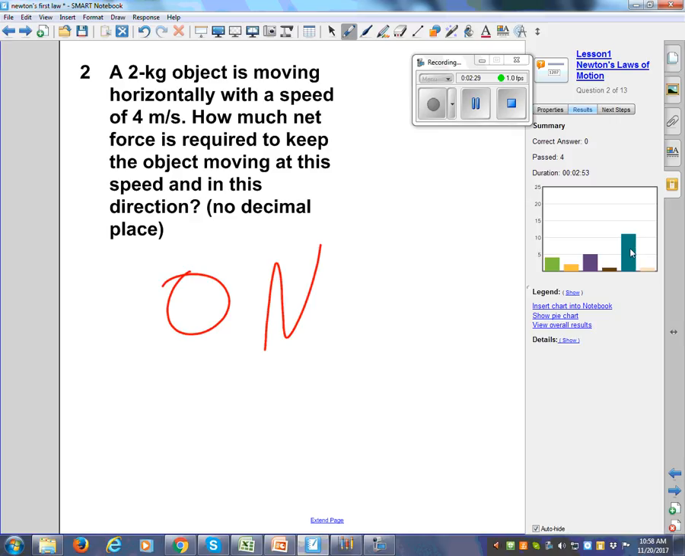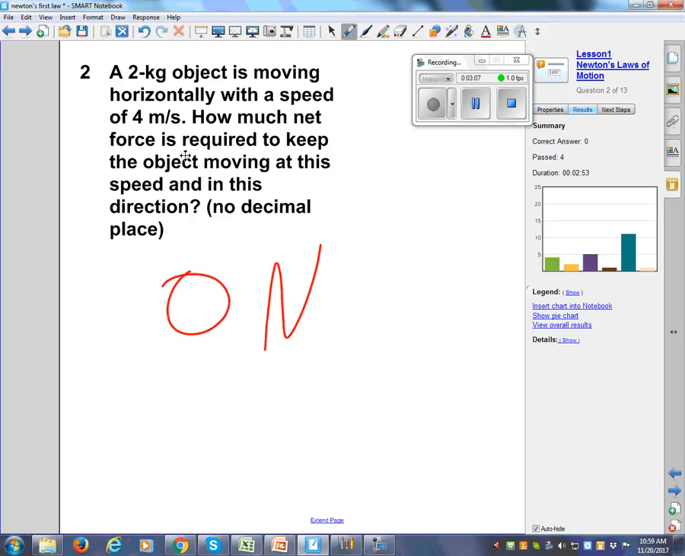Who said 0? Some people did, it looks like. Why is it 0? Because objects in motion stay in motion. You don't need a force to keep things going. How come then when I want to push my binder across the table, I have to keep pushing it? Why does it not just keep going? Because of friction, right? And that's why I had to throw this little word in: net force. If the friction force is, say, 3 newtons, then I've got to push with another 3 newtons, and the net force is a big fat 0. 0 newtons of force is required to keep the object moving.